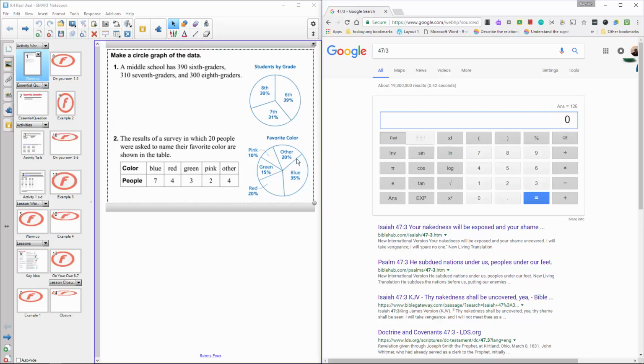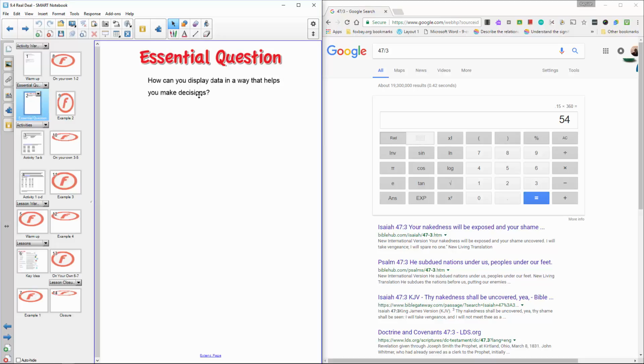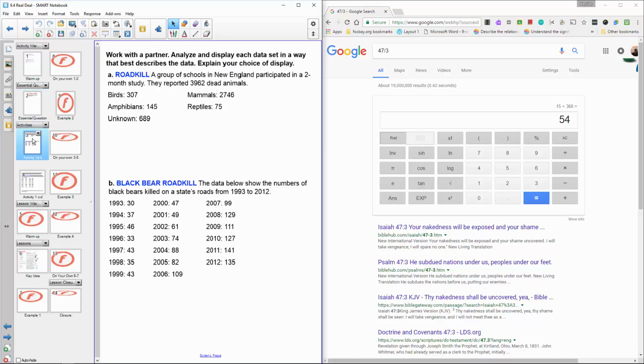If you want to figure out what this is, you would take 0.15 times 360, and this should be a 54-degree angle, and so on. And that's how you can figure out 360 degrees accurately. So how do you display data in a way that helps make decisions? We have to be fair, right?